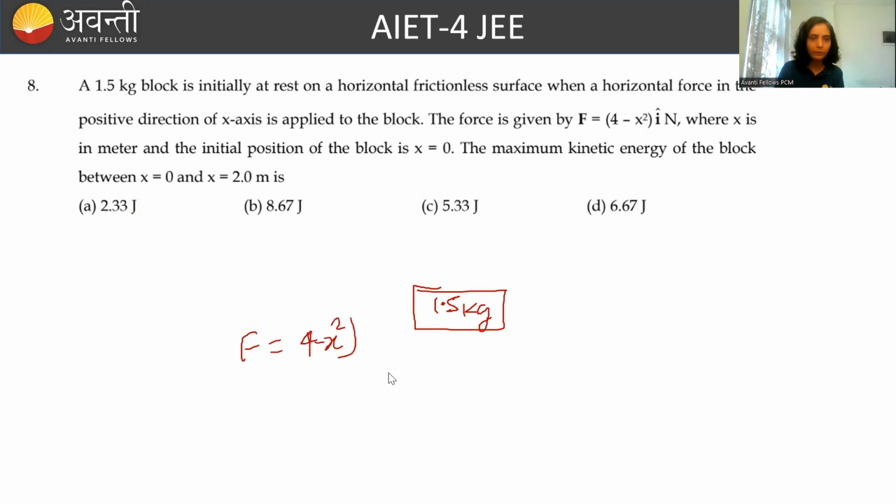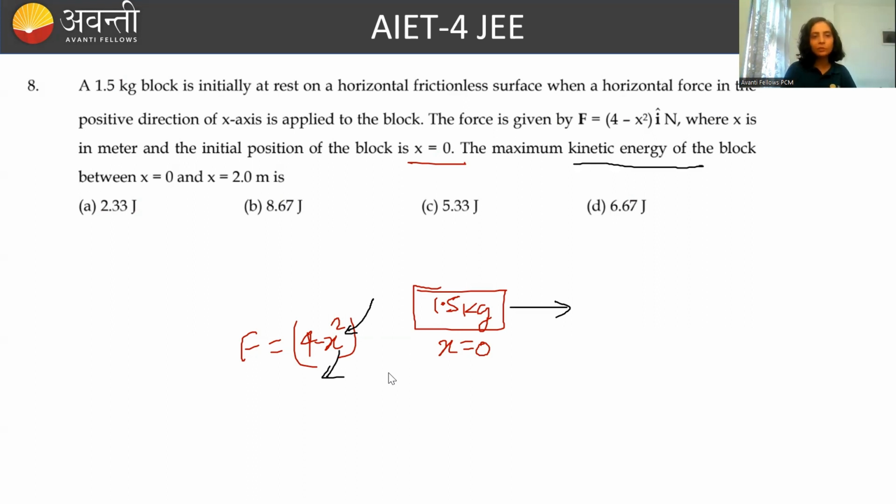4 minus x squared. So x equal to 0 is the initial position. So initially it is at x equal to 0. So initially the force value will be how much? If you put x equal to 0, the force will be 4 Newton. If the block moves forward, x will increase, and the force will decrease. Okay, this is going to happen.